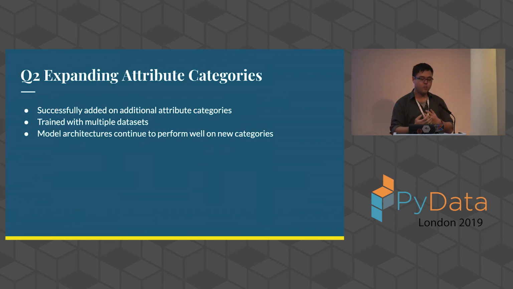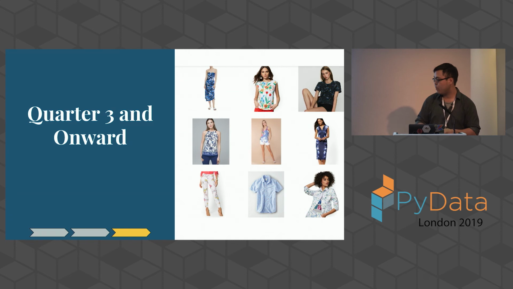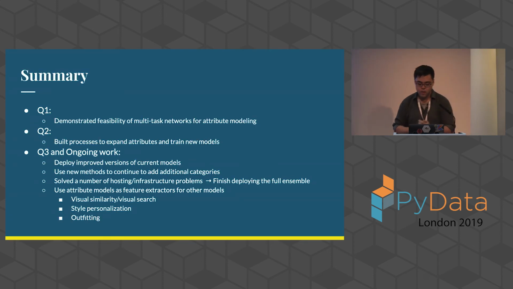For us, this quarter was a fun, successful one because we were able to build out these two processes, and with them we're able to expand to new categories and continue to perform well on the categories we'd built previously. So, wrapping up and looking forward: in quarter one, we demonstrated that these multitask attribute models are feasible to build in a full neural network ensemble way. Then in quarter two, we showed that we can expand these networks to do new categories, which is a core component of our attribute modeling problem at Shoprunner.